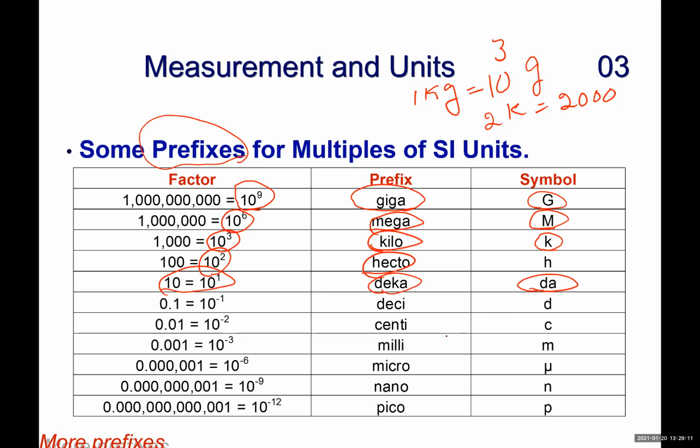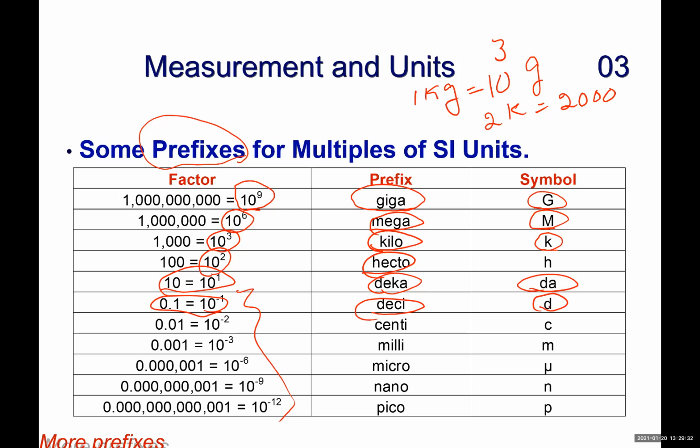How about fractions of a unit? A small, tiny amount of a unit. If I say the distance is 1 decimeter, you already heard decimeter. It means 1/10 of a meter. And we use D for deci.